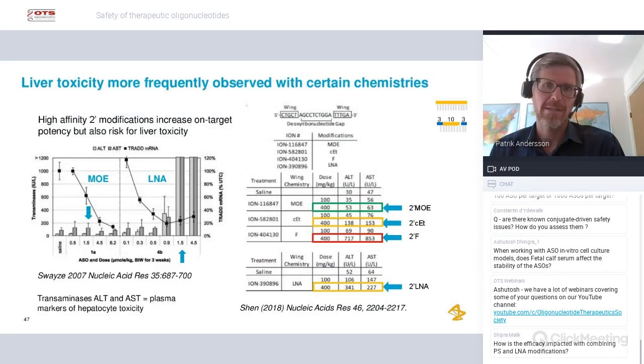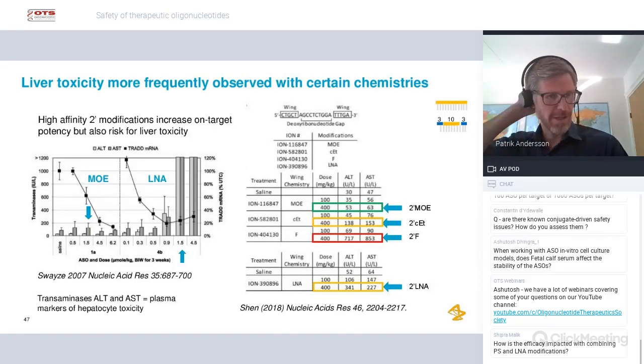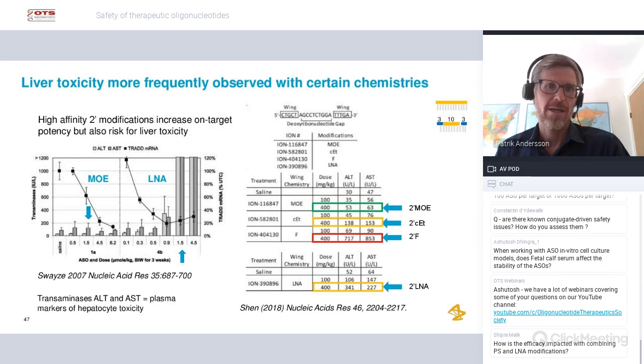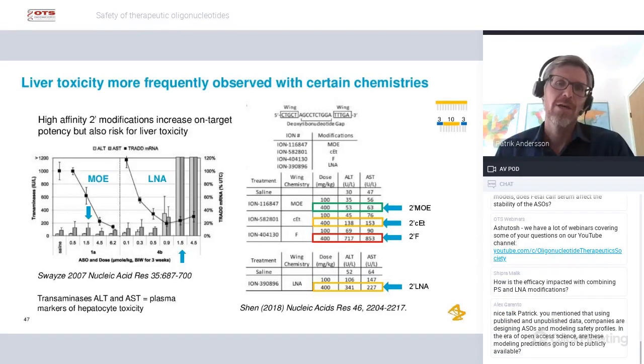There's something else. Chemistry is one thing. Here's a paper from 2007 from Ionis where they compared the MOE chemistry and the LNA. I think it's from the same sequence. You get more potent knockdown with the LNA, but also a higher degree of liver toxicity. So you don't gain much there. So the safety margin is not improved.